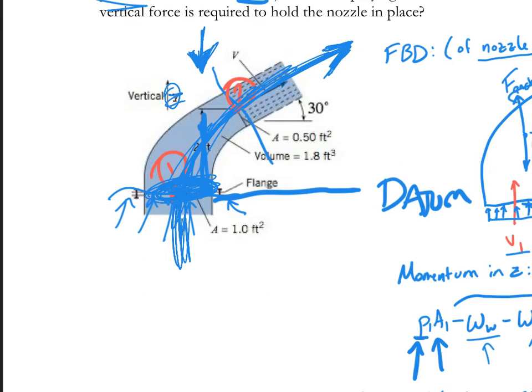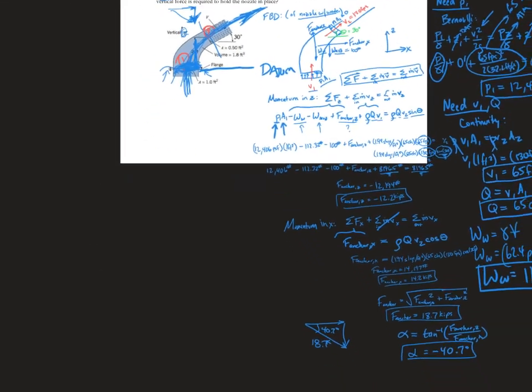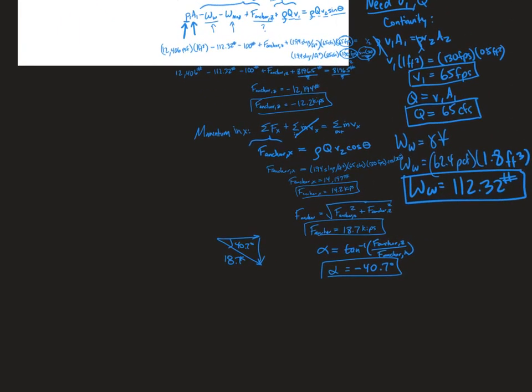And then as this jet exits, it's going to be like a rocket trying to push this thing to the left. So you're going to have to push to the right. So it makes sense that you're going to have to push generally in that direction. And that's what we found. You're going to have to push that way with 18.7 thousand pounds. Okay, pretty crazy.